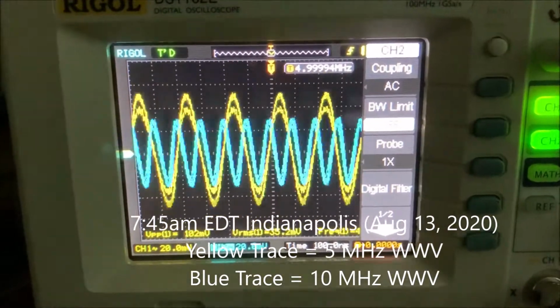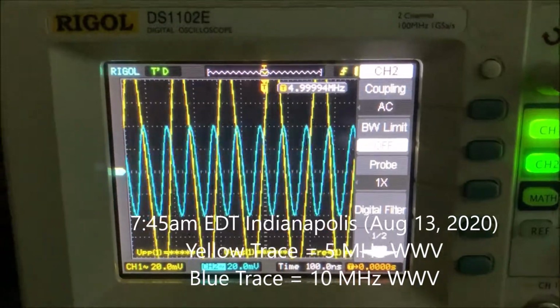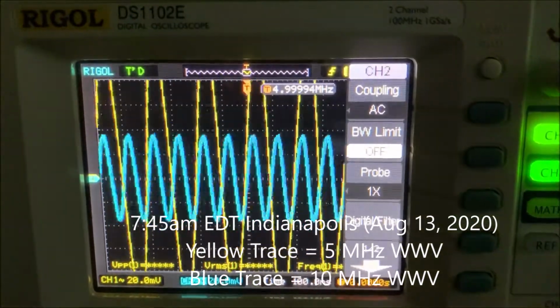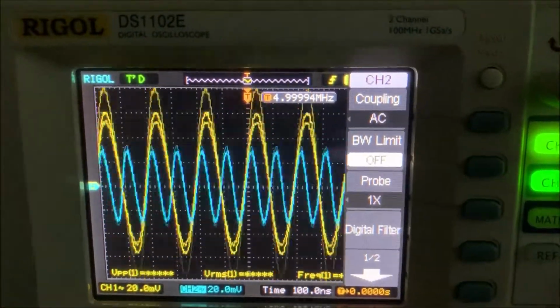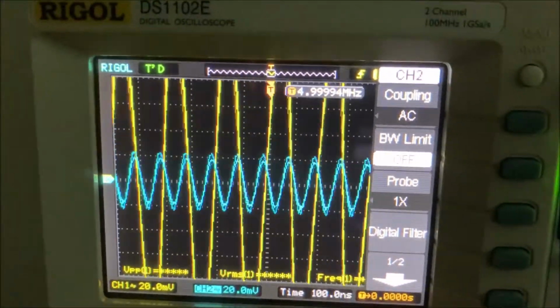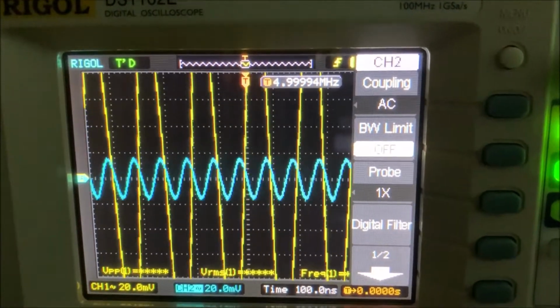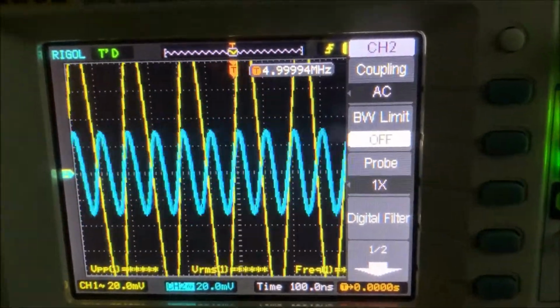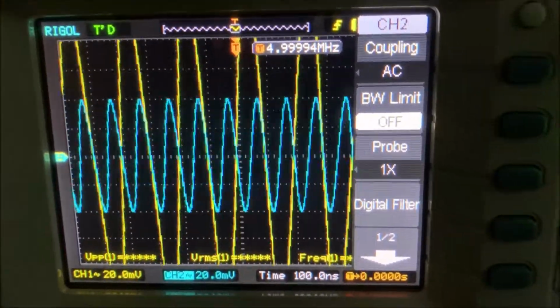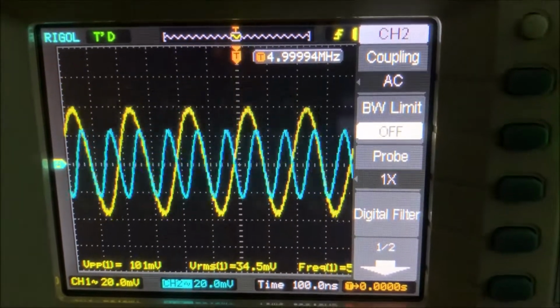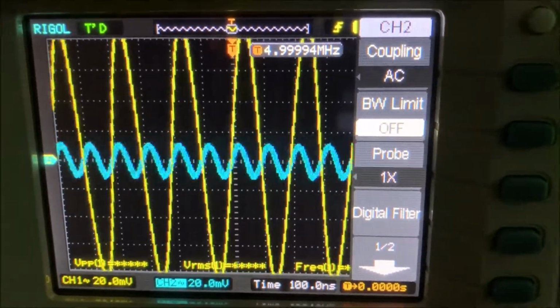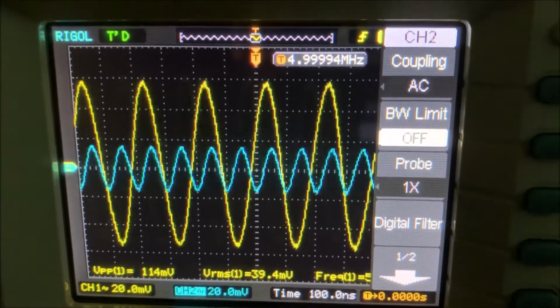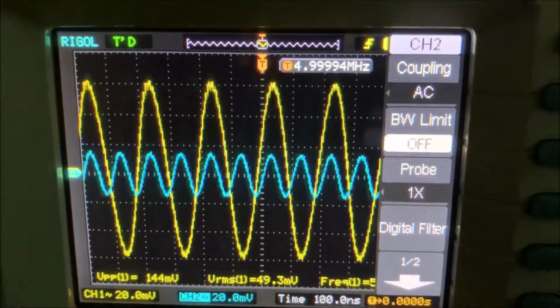This is very common. The yellow trace is the 5 MHz WWV and the blue trace is the 10 MHz WWV, and it's about 7:45 in the morning. It just shows that the 10 MHz WWV looks lower in frequency than the 5 MHz signal would if you had multiplied it by 2.